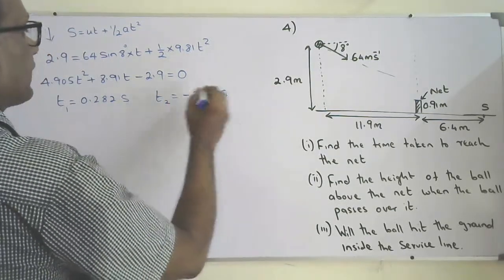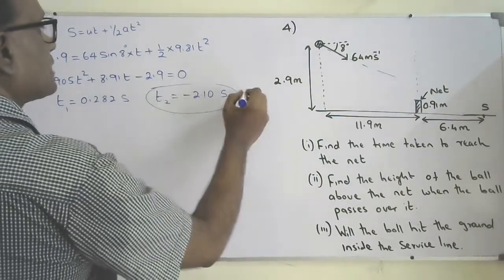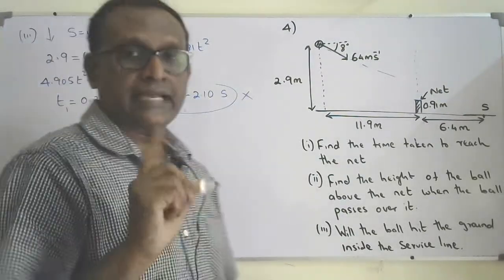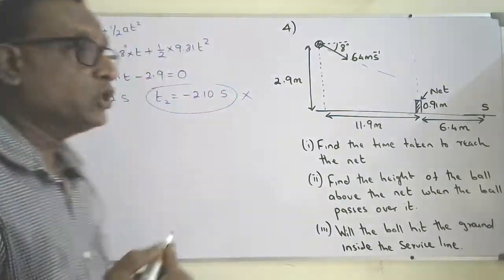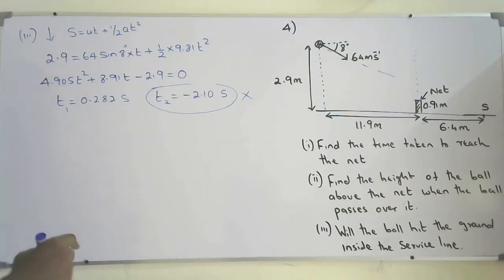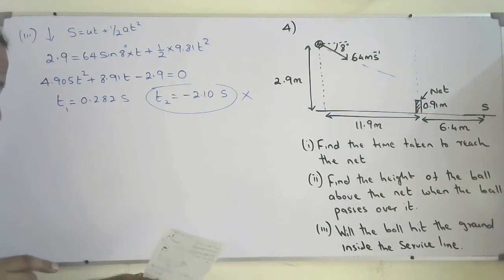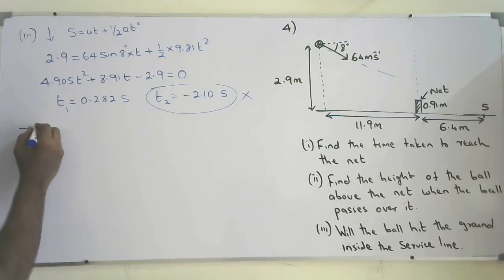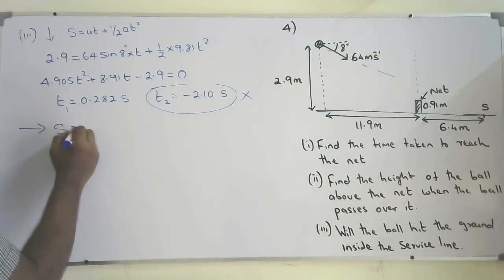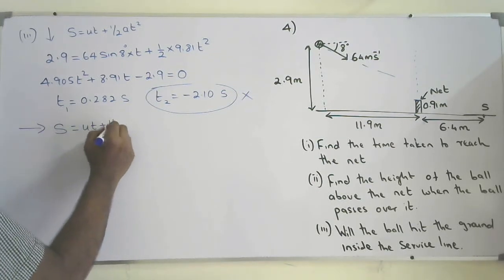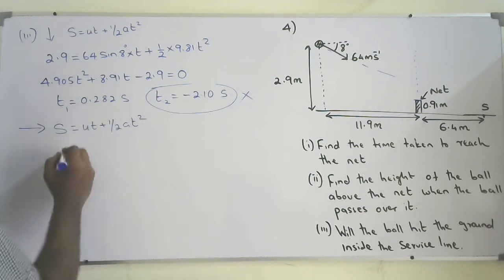We know time is a positive quantity, so this is not acceptable. A negative answer is not acceptable. So we know the time taken to reach the ground is 0.282 seconds. So find the horizontal displacement during this time. Horizontally, use s equals ut plus half at squared until it reaches the ground.